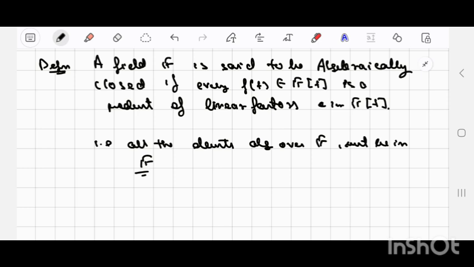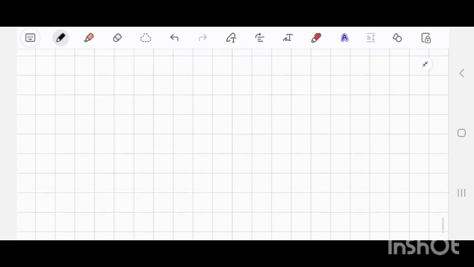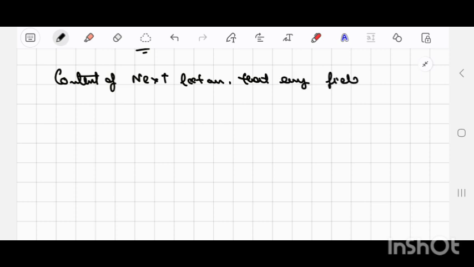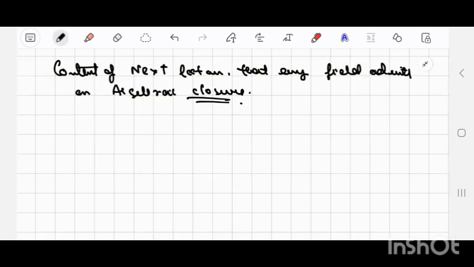Now observe the following. It's actually a very important observation. I won't prove it in this lecture itself because it's already a bit long. In the next lecture, we will try to prove that every field admits an algebraic closure. This is the content of the next lecture, that every field admits an algebraic closure. But now we prove something very interesting.